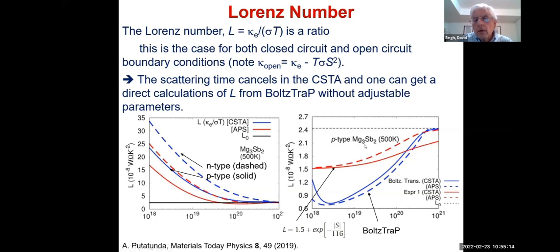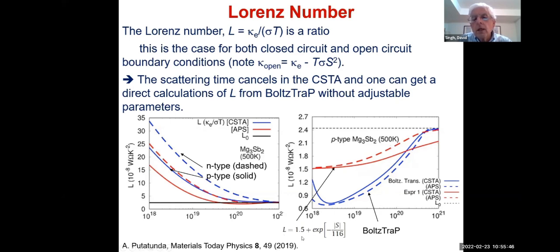This is now only for p-type. If you do the same thing with that correction term, the open circuit case, then you see that actually the Lorentz number for that open circuit case is lower than the classical value of 2.4 instead of higher. This is the classical value of 2.4 on this plot. Notice that the scales are different. And so that's an important thing.